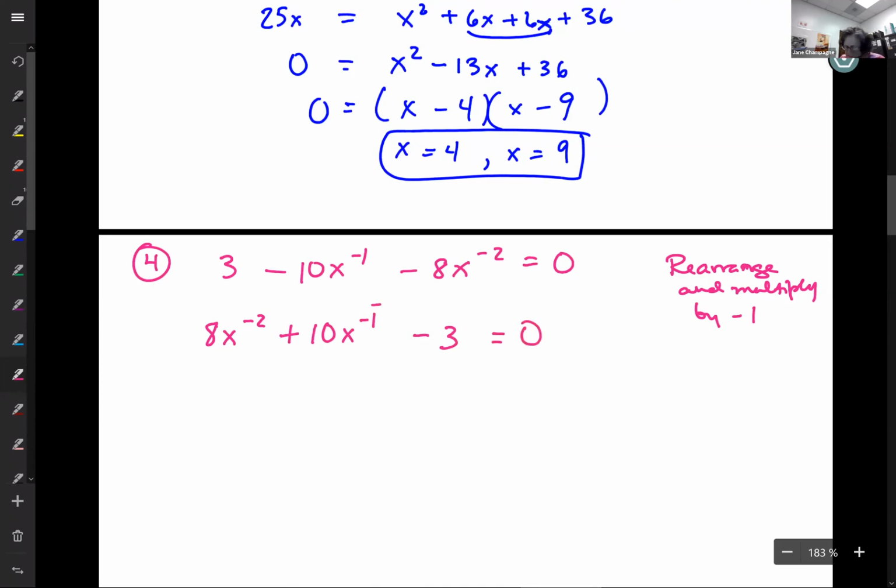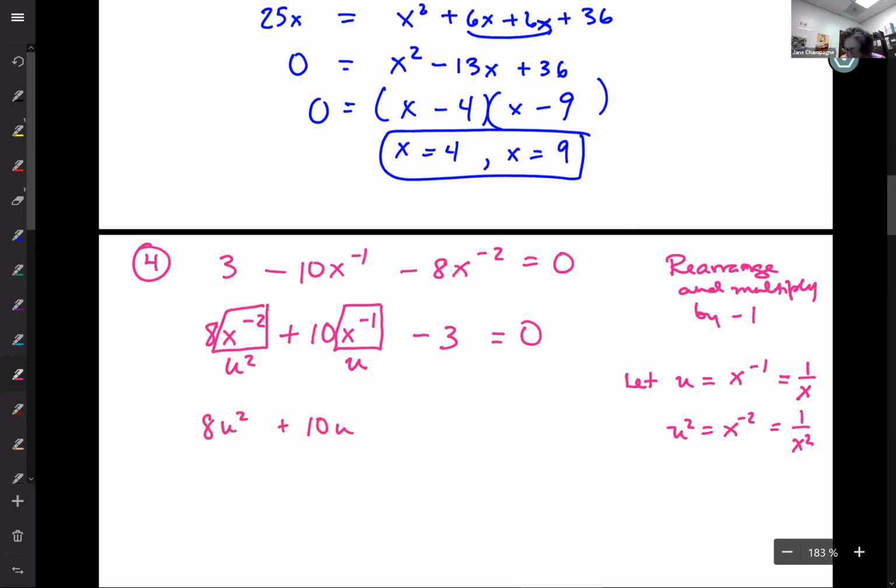Okay, now what I'm going to do is substitute u for x to the -1, because then u squared would be x to the -2. Okay, so maybe over here I'll say let u equal x to the -1. Now what does x to the -1 mean? Reciprocal, right? 1 over x. So u squared being x to the -2 is 1 over x squared, right? Which is just the square of 1 over x. All right, but when we write this in terms of u, it just looks nicer.